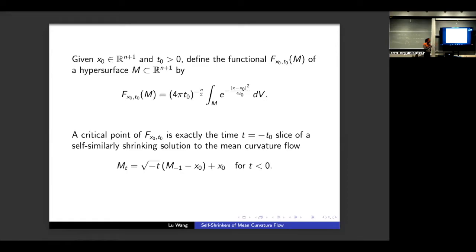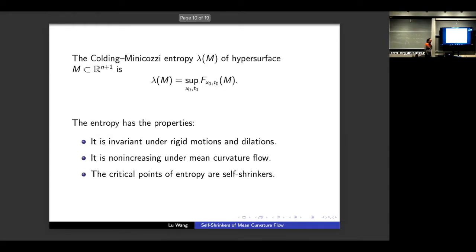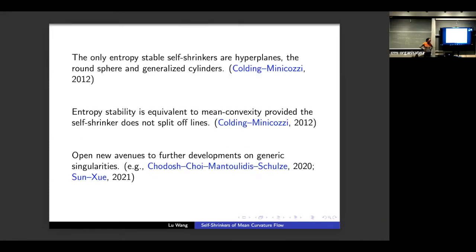So to fix that, one should consider this Colding–Minicozzi entropy, which is taking the supremum of this functional F over the center x0 and the scale t0. If one considers this Colding–Minicozzi entropy, then one can check that it is invariant under rigid motions and dilations, and it is non-increasing under the mean curvature flow. And moreover, the critical points of this entropy are exactly the self-shrinkers. So among other results, Colding–Minicozzi proved that the only entropy stable self-shrinkers are the simplest ones: the hyperplane, round sphere, and generalized cylinders.